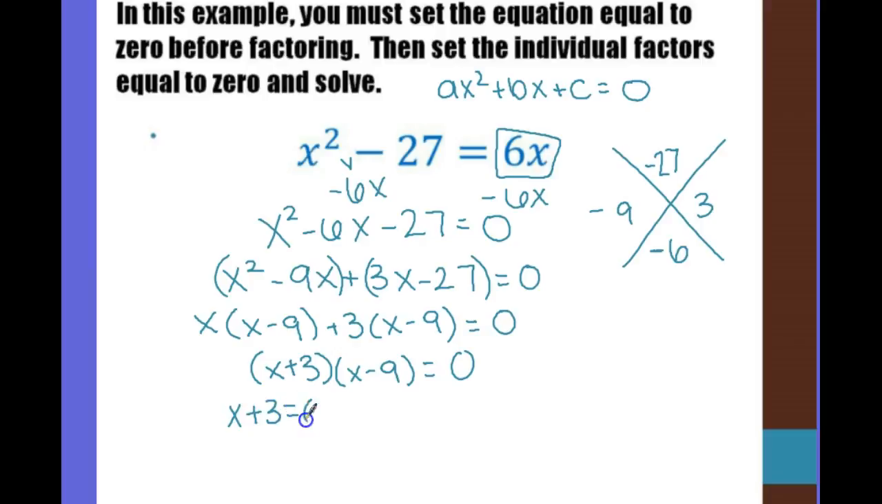So x plus 3 has to equal 0, and x minus 9 has to equal 0. So x is negative 3 because we subtract 3 from both sides, and x is positive 9 because we add 9 to both sides. Negative 3 and positive 9 are the roots or the solutions of this equation. So what that means is if I put either number in for x, I get 0.